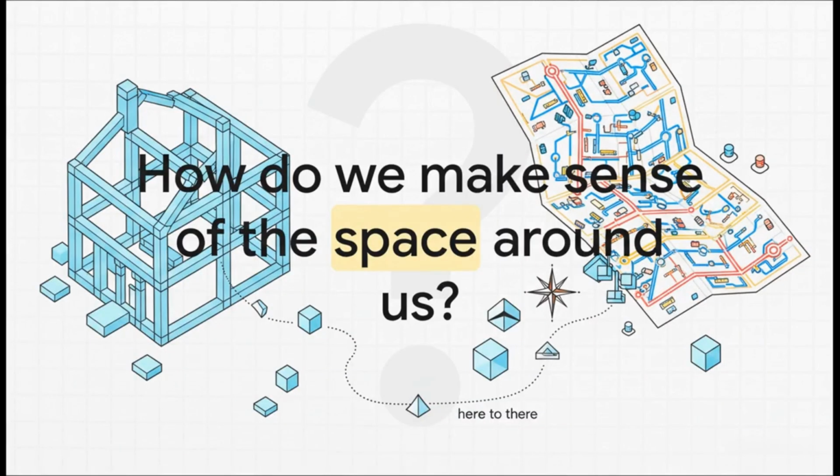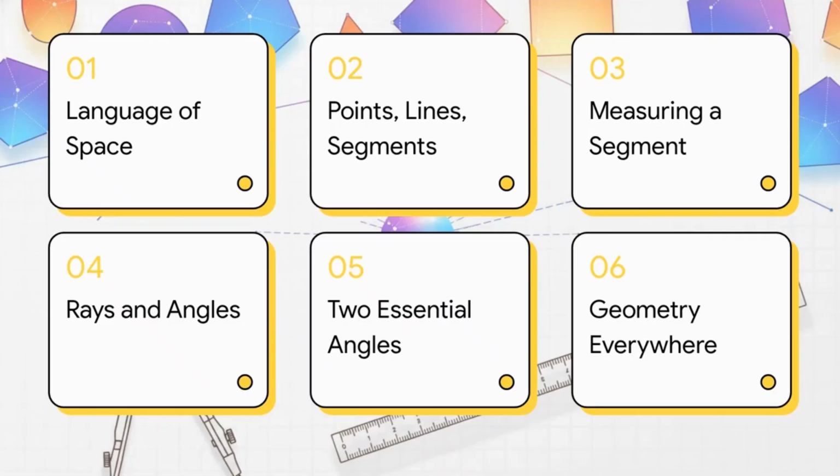I mean, think about it. How does a massive skyscraper stay standing? Or how does your phone's GPS figure out the fastest way to get you somewhere? Heck, even just describing the path from your couch to the fridge, it all boils down to this secret code. A universal language made of really simple stuff: points, lines, and angles. So, you ready to crack this code?